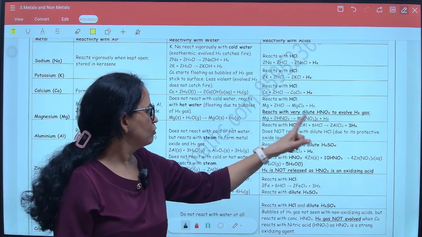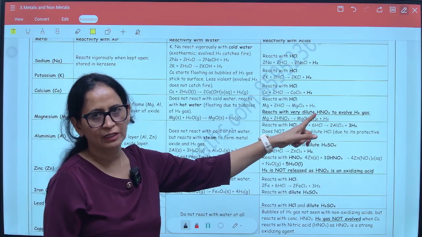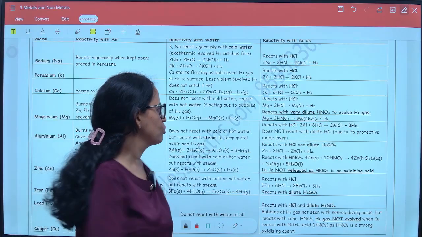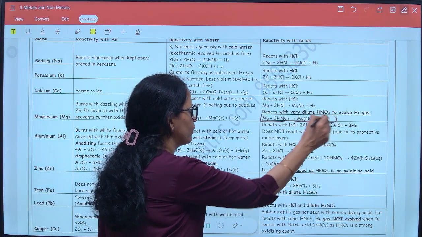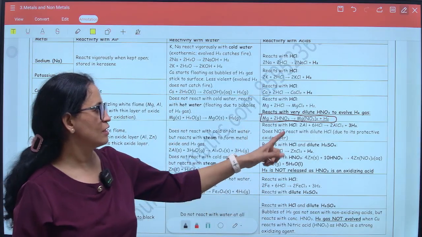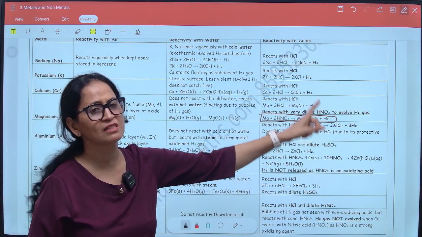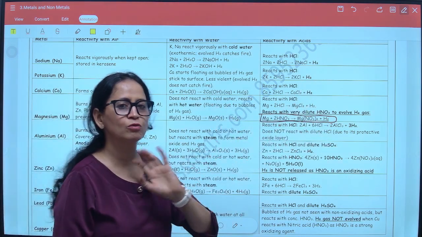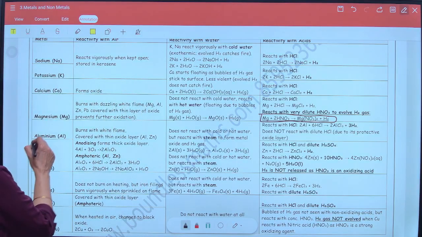Magnesium plus HNO3 gives you H2 but not H2O and NO2 or N2O. So it is Mg(NO3)2 plus H2. This is an exception, so it is a very important reaction, please learn that. Magnesium plus HNO3 gives Mg(NO3)2 plus hydrogen gas, which is released here, even though with HNO3 other metals do not release hydrogen gas.